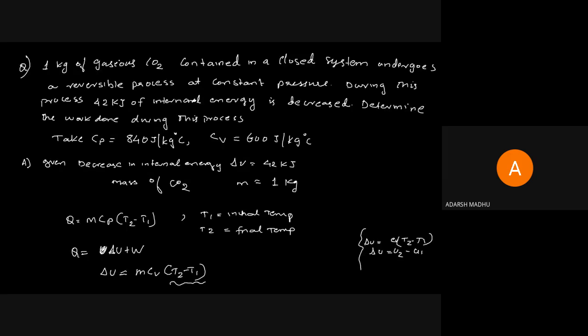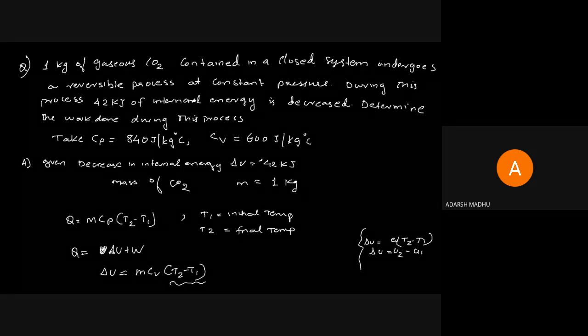So what is delta U? It is 42 kilojoule. Convert into joule, that is multiplied by 10 raised to 3. It is a decrease in internal energy, right? Decrease in internal energy and delta U is 42. So first of all, we want to take the value as negative here.